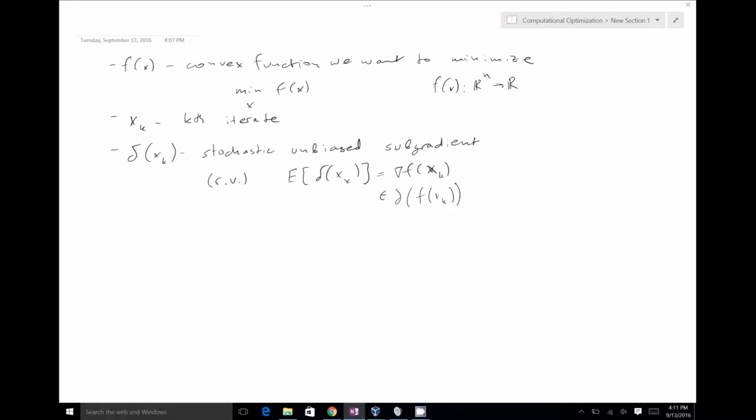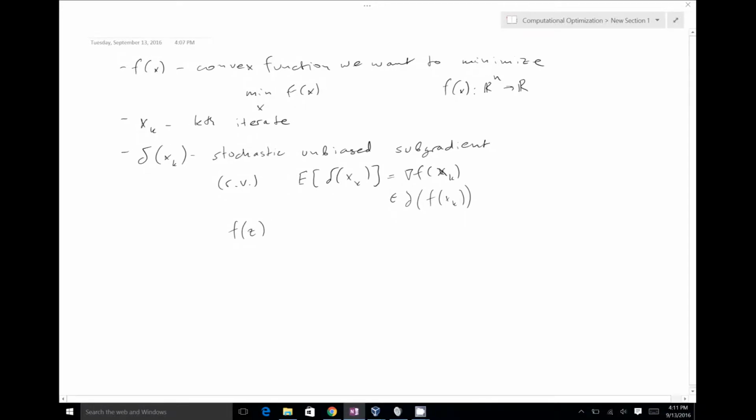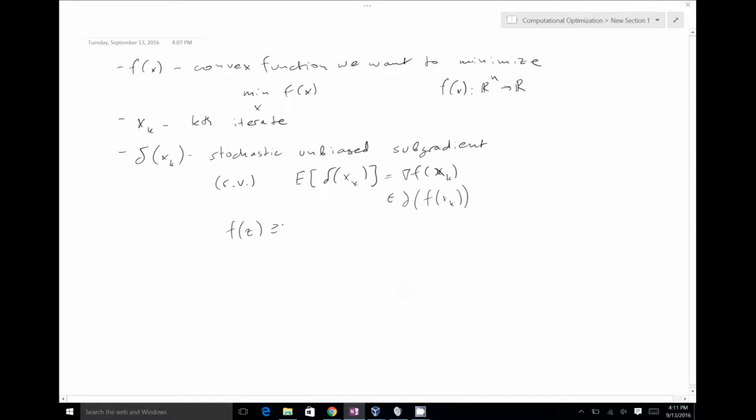Okay? So in particular, what this means is that the only property I need of this expectation is the following: if I look at f of z, then that's bigger than or equal to f of x plus the expectation of this subgradient at x, transpose, times z minus x.